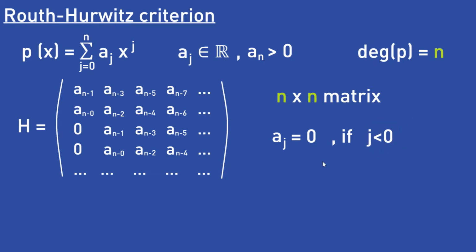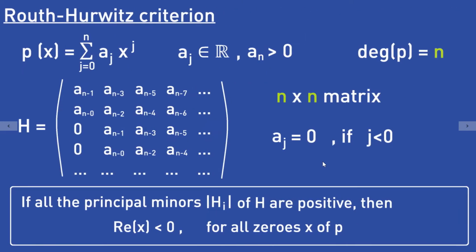Now we have the following result. If all the principal minors of the matrix H are positive, then all the zeros of the polynomial p have a negative real part. So if all the principal minors of the matrix H are positive, then the real parts of all the zeros x of p are negative.